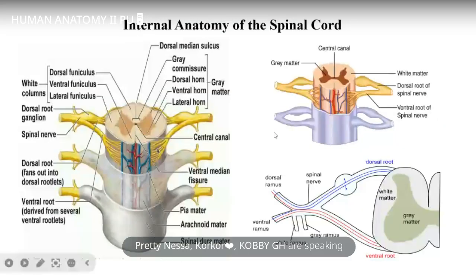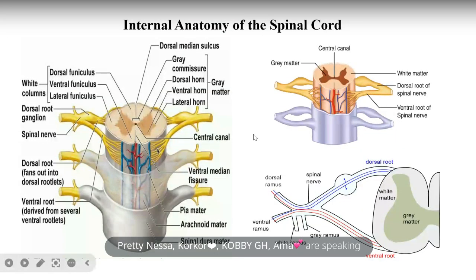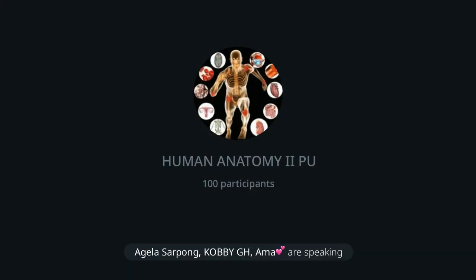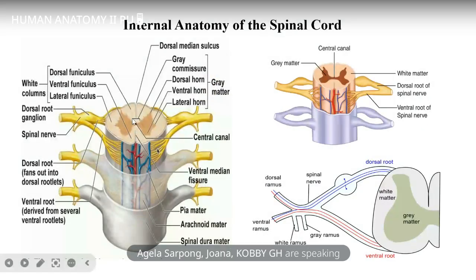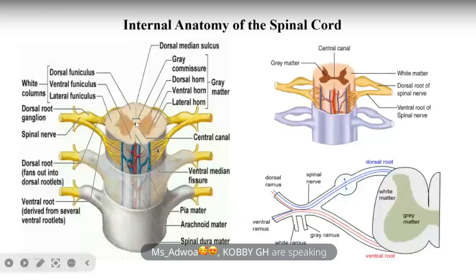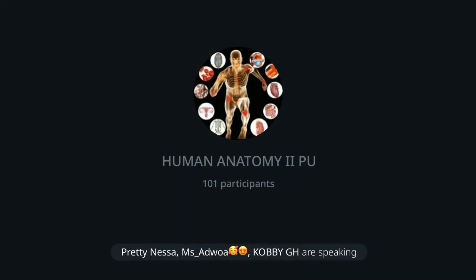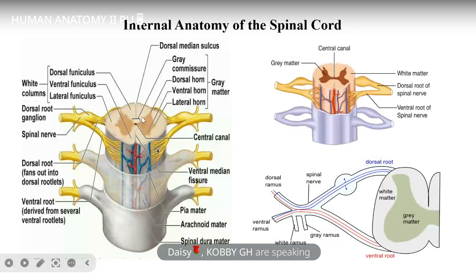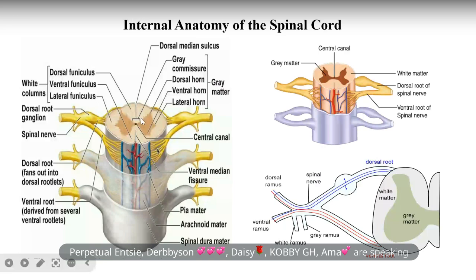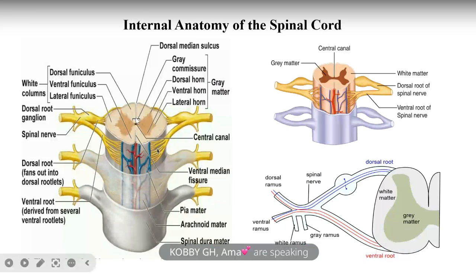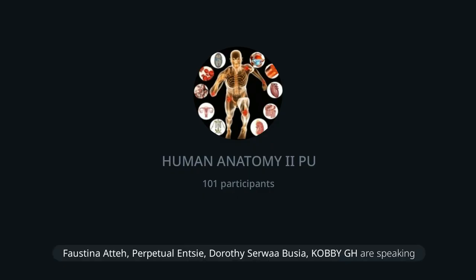Okay. So you see this part. This part is what we call J. It's like the curved part here. Not the canal. It's on top of the canal, just a little on top of the canal. We call it the gray commissure. Say it again. For the last time, say gray commissure.